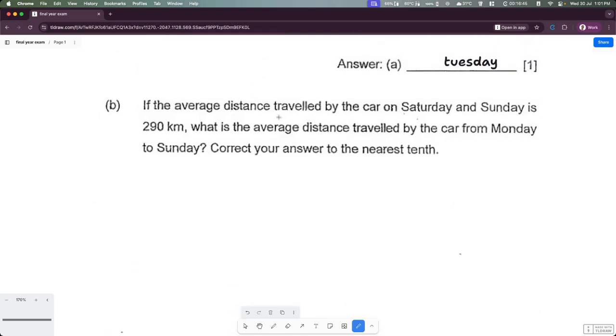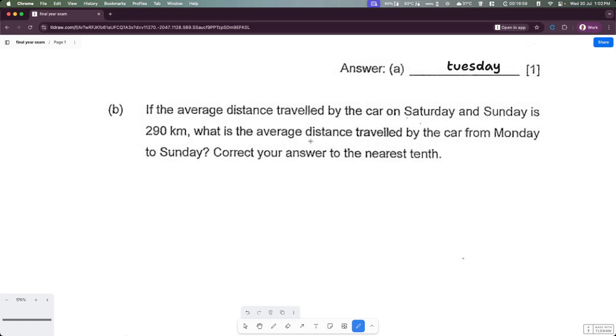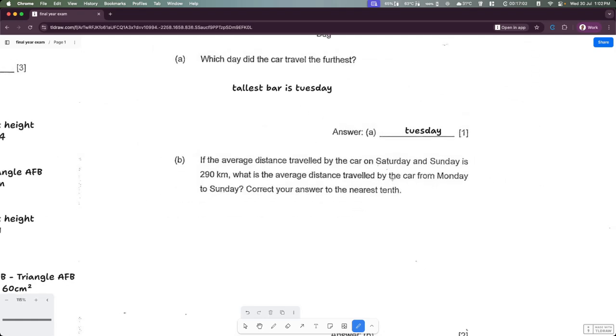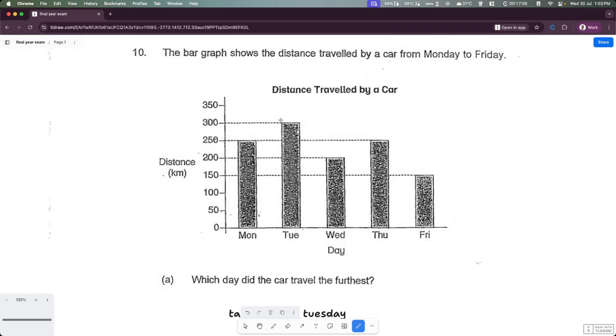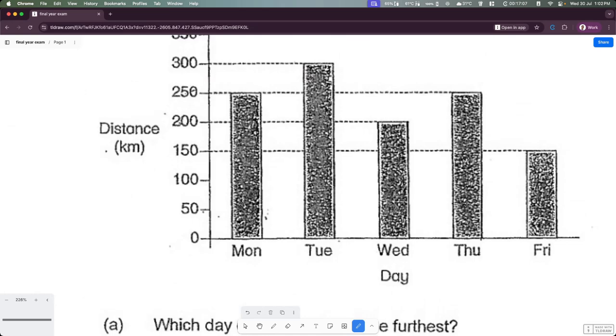Now the next question is, if the average distance traveled by the car on a Saturday and Sunday is 290 kilometers, what's the average distance traveled by the car from Monday to Sunday? Correct your answer to the nearest tenth. So what we need to do is get all of the days from this. Let's calculate the distance for each day. First is Monday. Monday is 250 kilometers, so I'm going to put 250 in brackets for Monday.